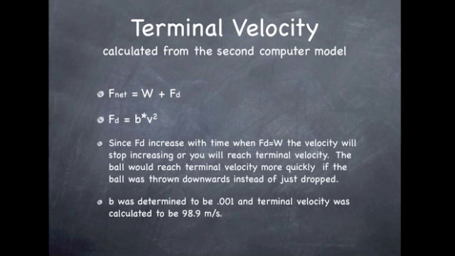Terminal velocity was calculated from the second computer model. We know that the net force is equal to the weight plus the force of drag. Now, force of drag is equal to B times velocity squared. So as the velocity increases, force of drag increases. So we will get to the time when the force of drag equals the weight, and then the velocity will stop increasing, or you will reach terminal velocity. The ball would reach terminal velocity more quickly if the ball was thrown downwards instead of just dropped. B again was determined to be 0.001, and the terminal velocity was calculated to be 98.9 meters per second.